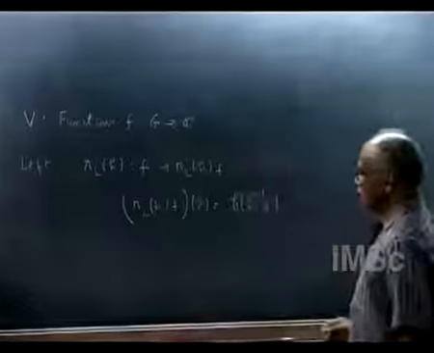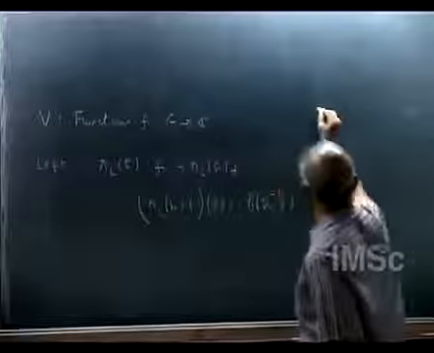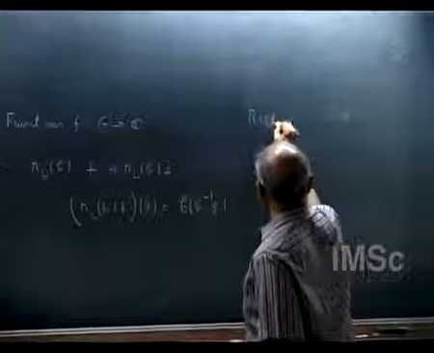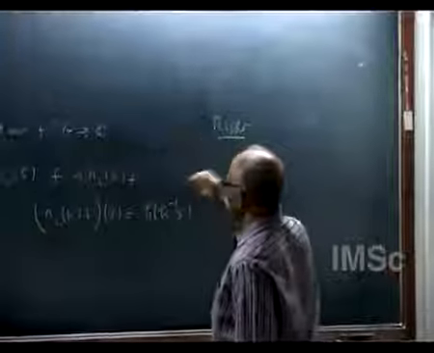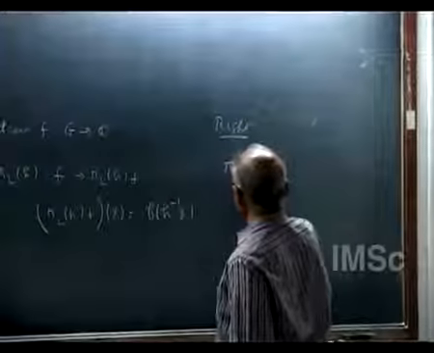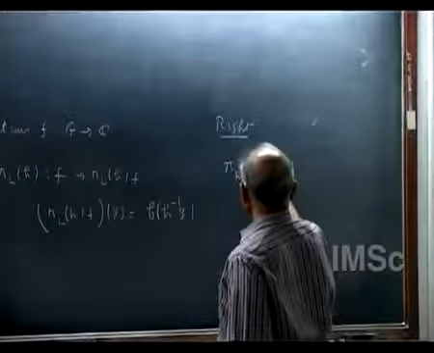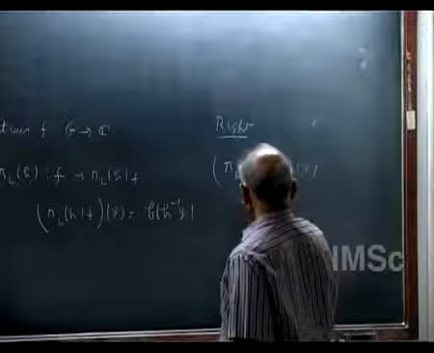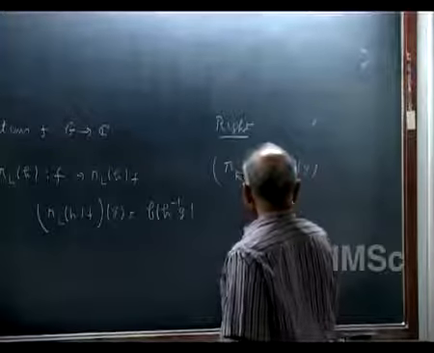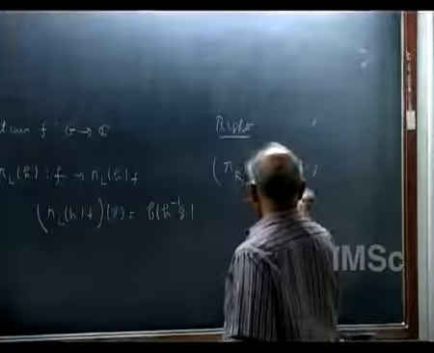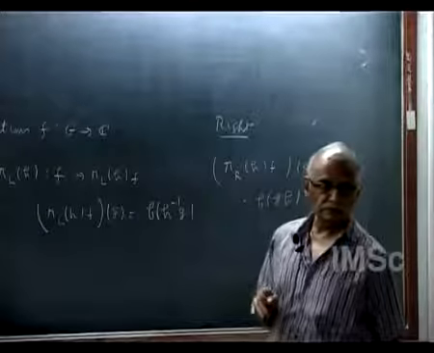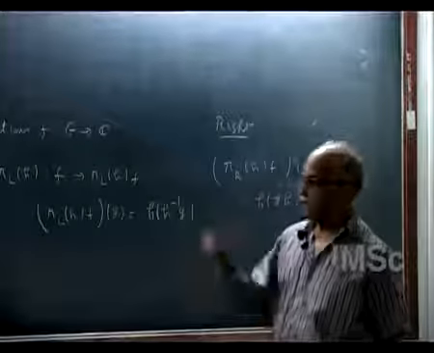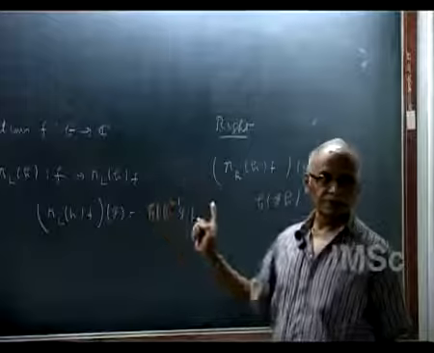Likewise, we define the right representation. It also acts in the same space: pi R of h f at g is f of gh. It acts on the other side. And these two representations commute.